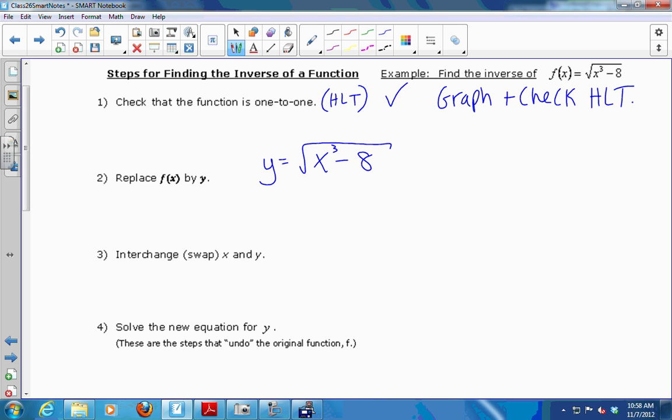Step 3 is to interchange x and y: replace all the y's with x's and the x's with y's. And that's because that's what an inverse function does. It changes the role of input and output. So we're going to make the x's y's and the y's x's. So you get x equals the square root of y cubed minus 8.